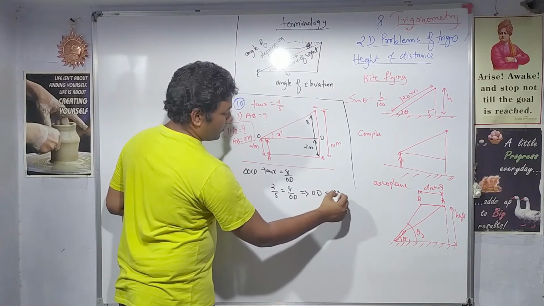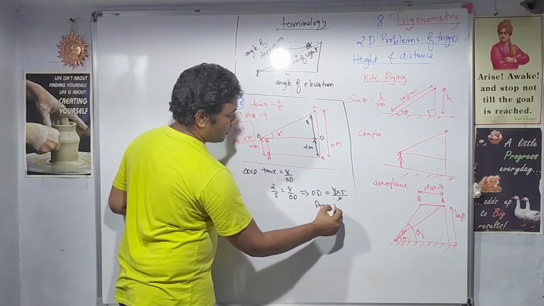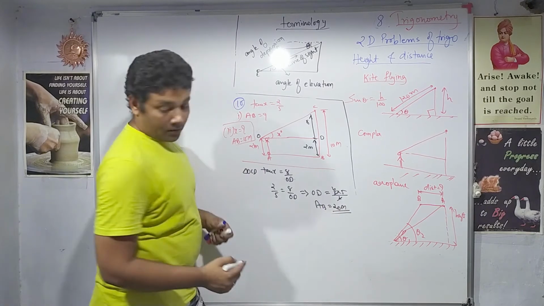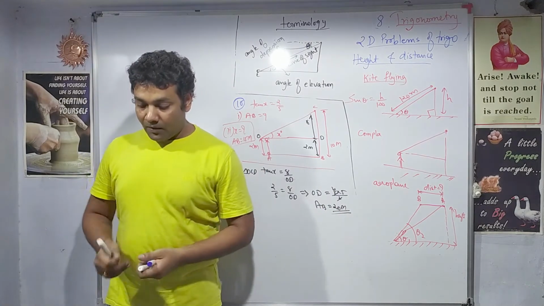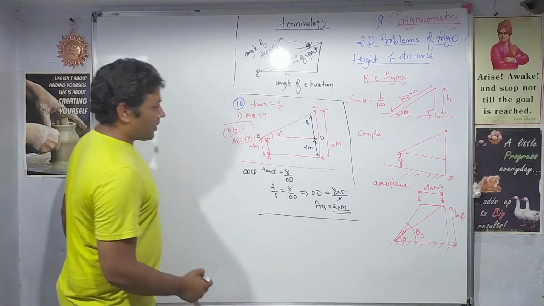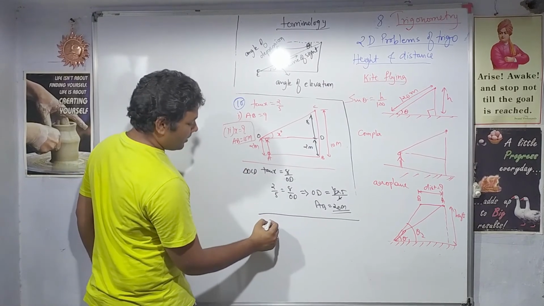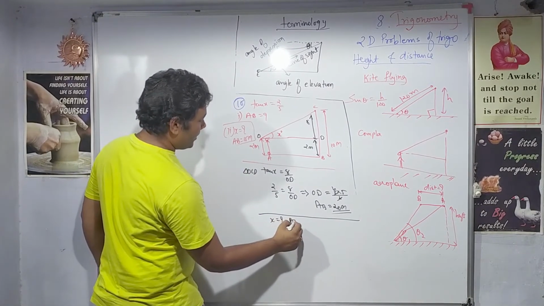OD will be 8 into 5 by 2. So AB will be 20 meters. So as per the first case, AB will be 20 meters. Yes, that is the correct answer. And the next part they have said this, what will be the x? So what will be the x if AB is 15?